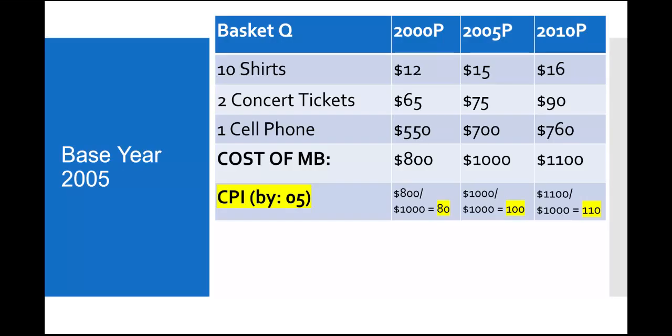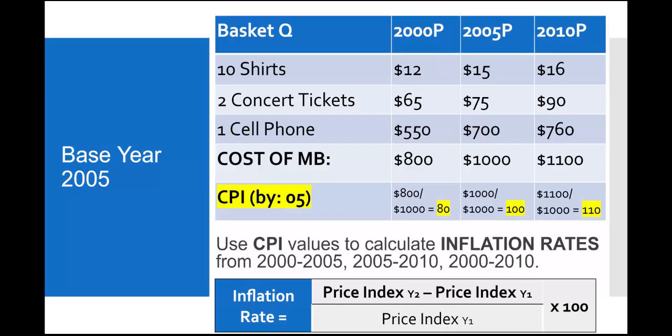So now we've converted these basket prices into CPI values, into these kind of simpler numbers based around the number 100, which help us to track which direction prices are going. The final step of our CPI calculation is to now use our CPI values to calculate the inflation rate between each year. So we take these CPI values and we plug them into our rate of change equation.